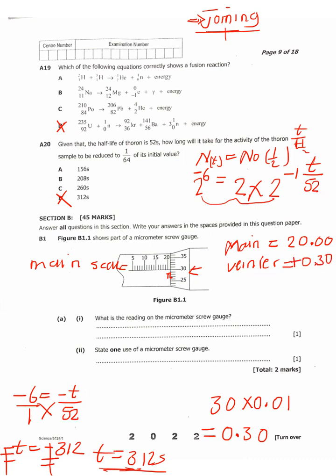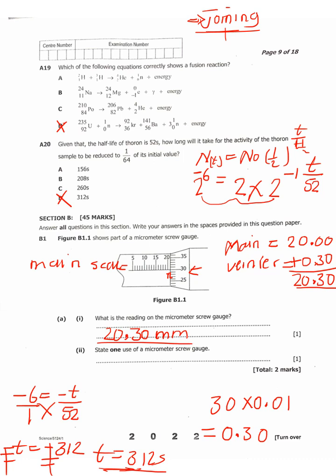So now we are going to add. So we can see that we are getting 20.30. Calculators are allowed. You can just punch this on a calculator. You just plug in. So this is our final answer.